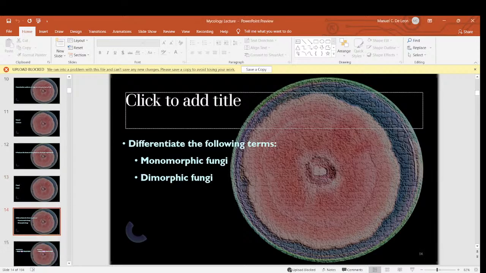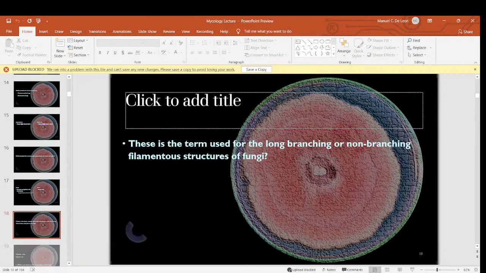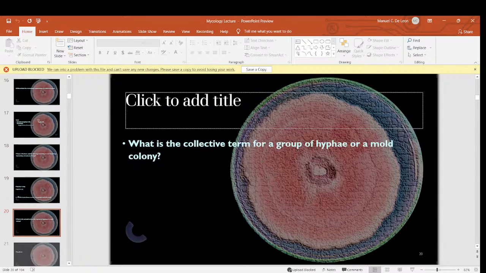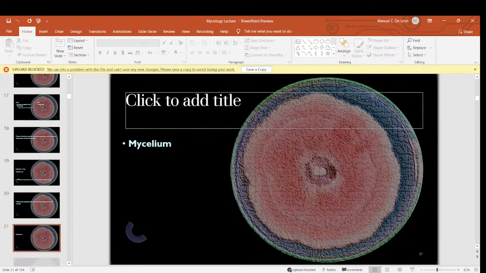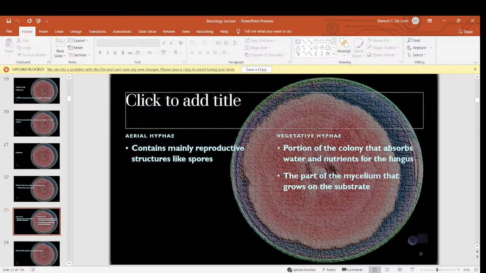All right. Microscopic appearance of hypha. And here, the mold colony is known as a mycelium. There are two portions of the fungal colony, or the mycelium. The first portion is the upper portion known as the aerial mycelium or the aerial hyphae, and the lower portion is the vegetative hyphae.